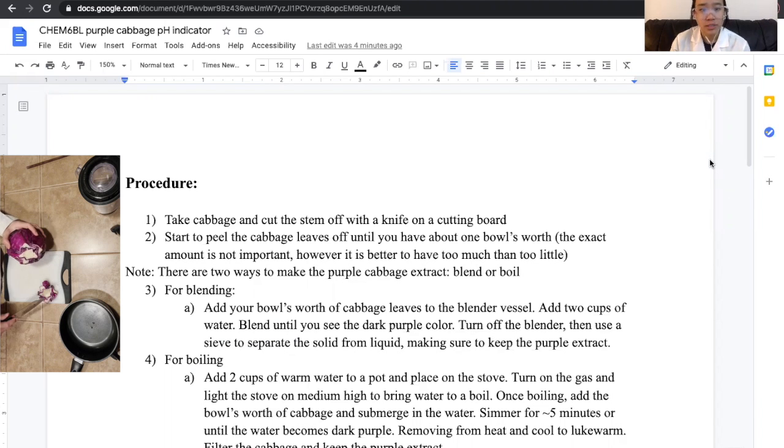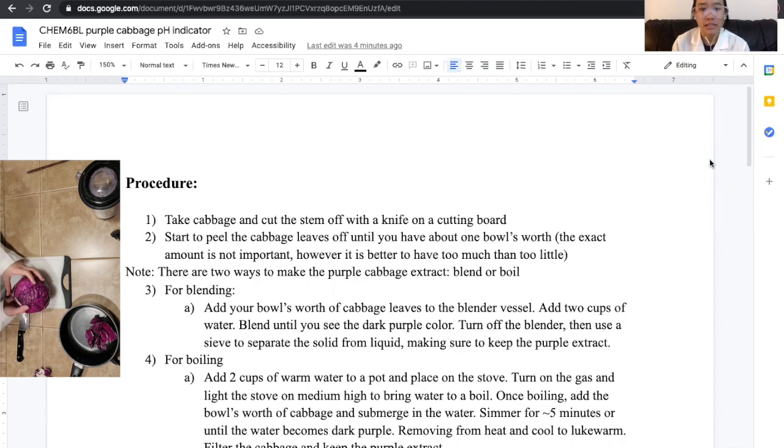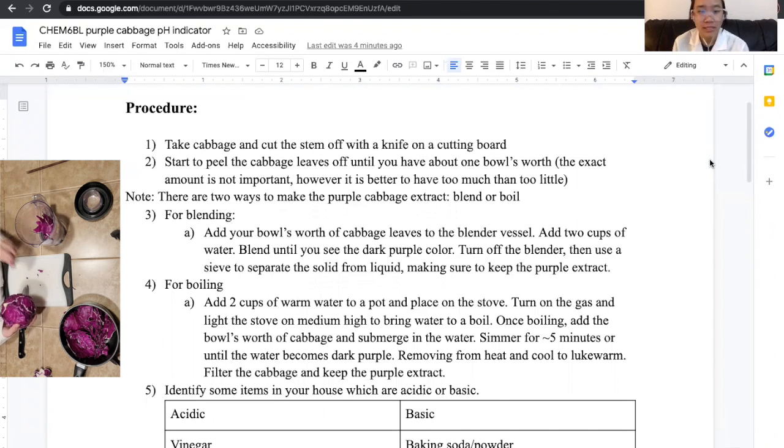It first starts with taking your cabbage and cutting off the stem with a knife on a cutting board. This will make it easier in step 2 when you start to peel the cabbage leaves off until you have about 1 bowl's worth. Step 3 and step 4 are 2 methods, and you can choose either way depending on the resources available.